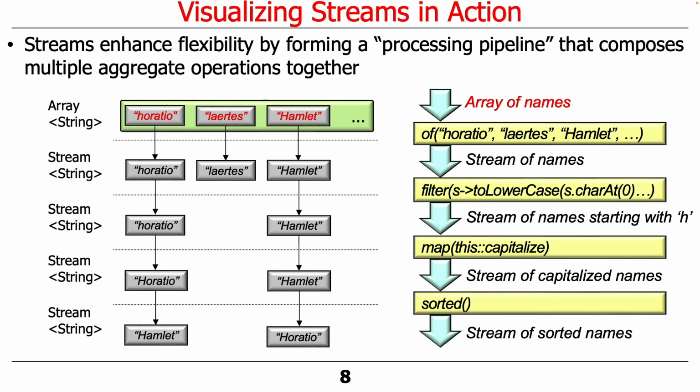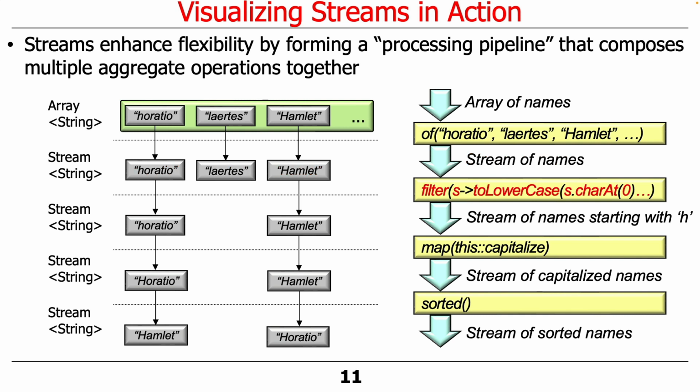So we start out by giving an array of names. Here's the array of names. These are all the character names in Hamlet. Then we use the of factory method to convert that array of names into a stream of names. So now we've got a stream of names. The left-hand side shows visually what this looks like. And of course, we'd have dot, dot, dot, because there could be more than just these three.